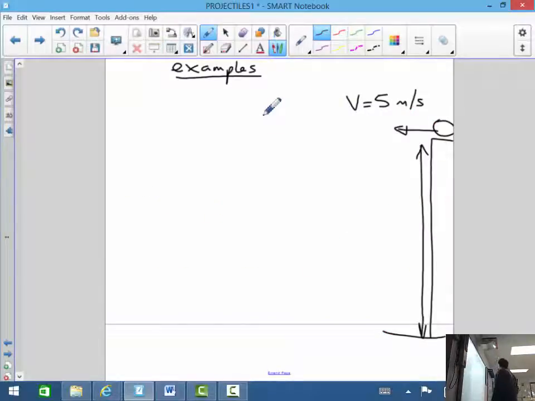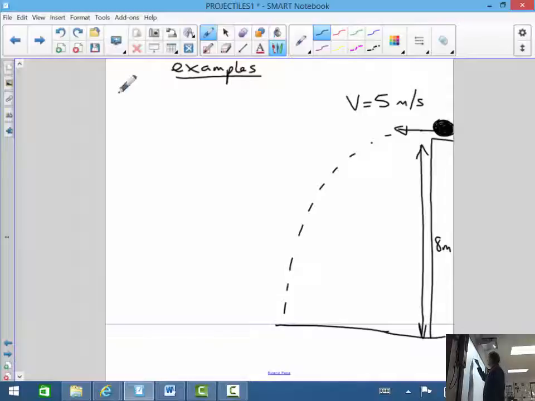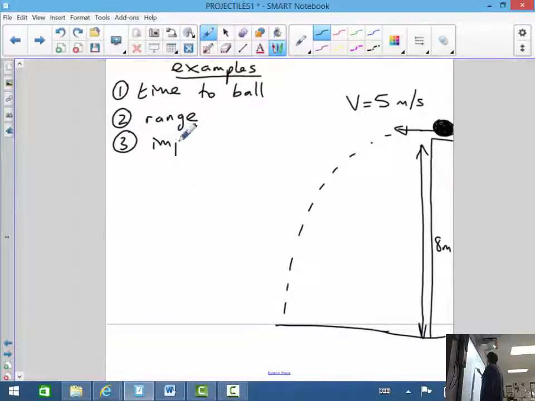So a typical question you could get for this would be something like a ball rolling off a cliff with a velocity of 5 metres per second horizontally. We might make the cliff, say, 8 metres high. So the ball's going to go in that sort of motion where it travels like that and lands a certain distance away. And they might ask you some typical things like what's the time to impact, how long does it actually take the ball to crash there? And what's the range of the ball, or horizontal distance from the base of the cliff? And they might ask you for the impact velocity, how fast it's going when it actually strikes the ground when it comes down. So there are some typical questions you can get for this.